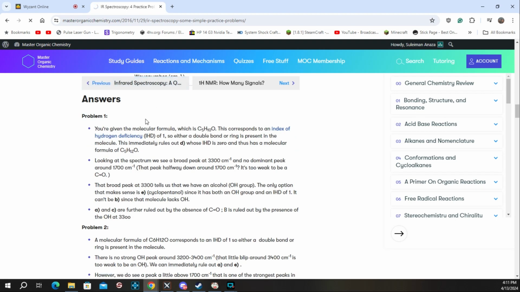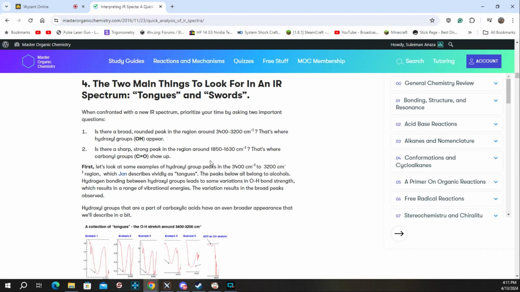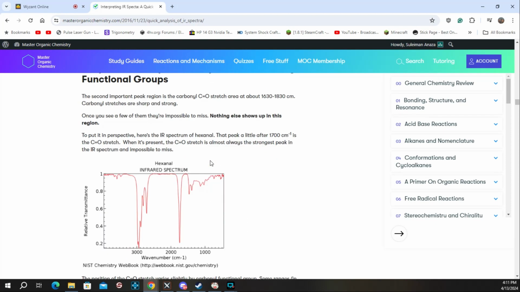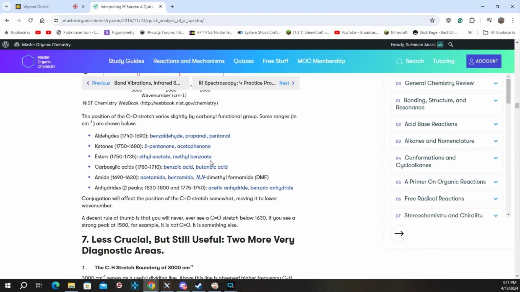So let me go back here. He has a list of stuff that's easy to identify on this website, and I'm going to probably put the link to this in the description. Aldehydes, ketones, esters, amides, and anhydrides. Carboxylic acids will also have secondary peaks.